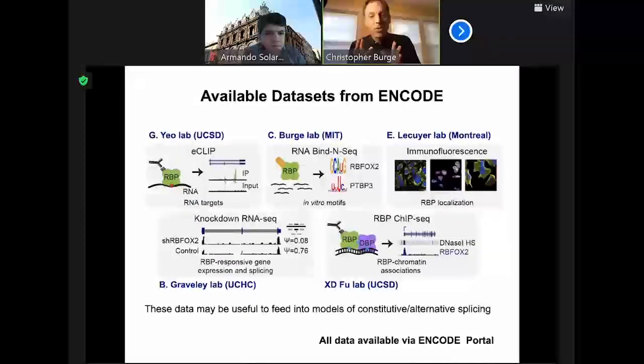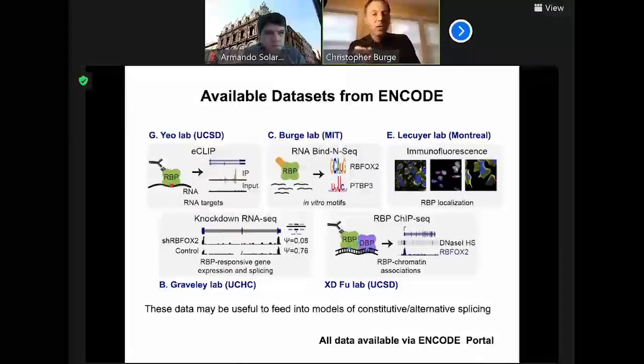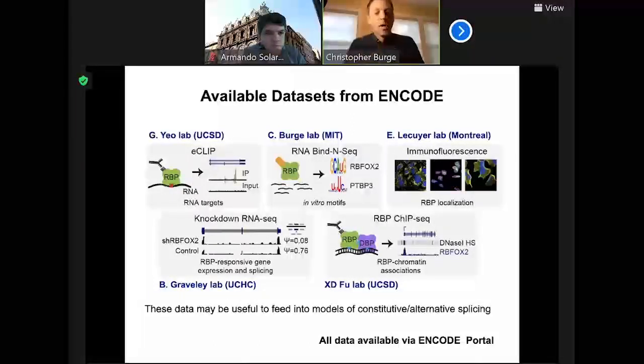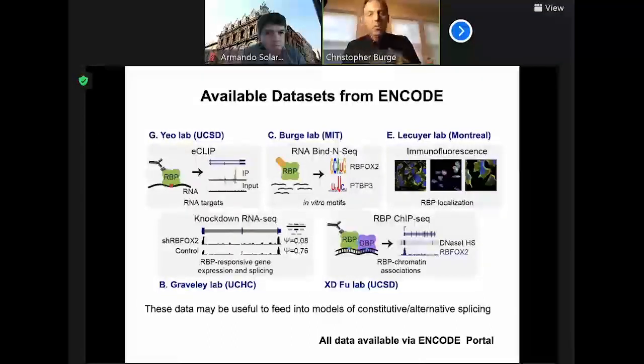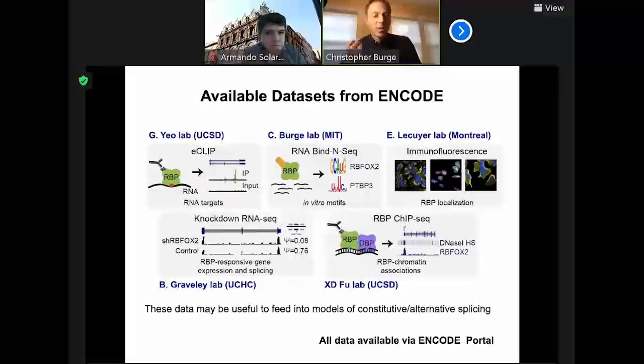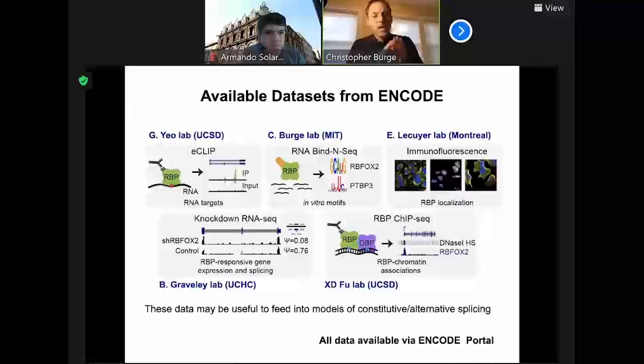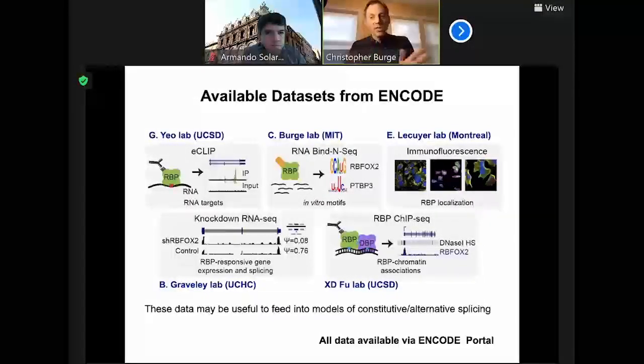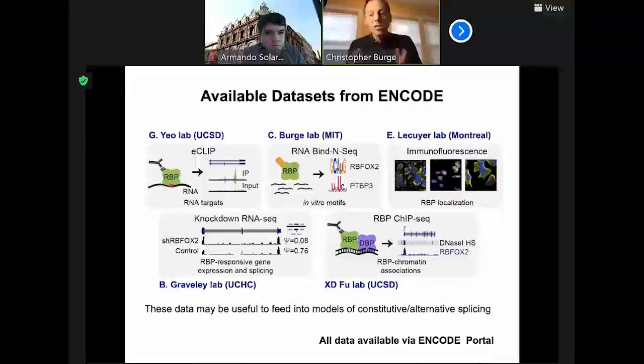So we've done in vitro studies of splicing proteins, what motifs they bind in vitro. Gene Yeo's lab has found where they bind in the transcriptome using a cross-linking approach. Brenton Graveley's lab has done a knockdown approach where it interferes with the function of the protein and then looks to see what splicing changes by RNA-seq and so forth. And so these data can also enrich some of these models. So we're looking forward to continuing to collaborate with this talented group.